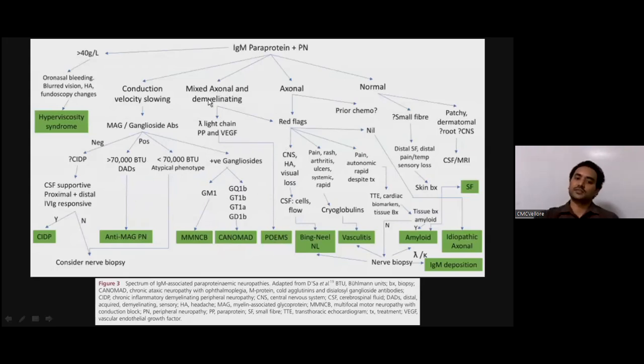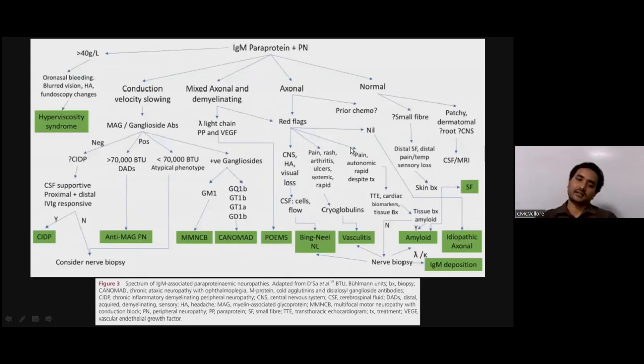If it is mixed axonal demyelinating, just check for the red flags. If there is CNS involvement, with a visual pattern, headaches, psychiatric disturbances, cognitive decline, with underlying IgM, then CSF should be done, and it could be Bing-Neel syndrome, neurolymphomatosis, CNS infection, or CNS involvement of the paraproteinemia. Or if there is pain, rash, arthritis, with the systemic IgM picture, purpura, renal features, then it could be vasculitis related to cryoglobulinemic vasculitis.